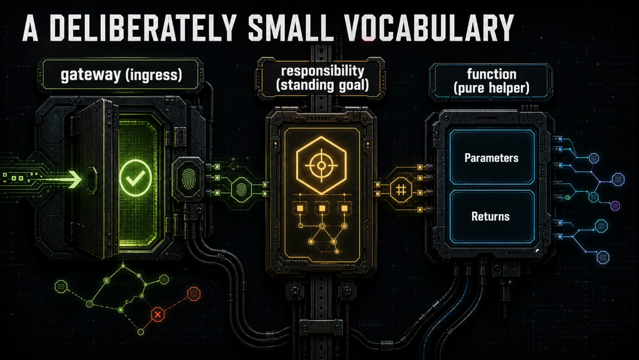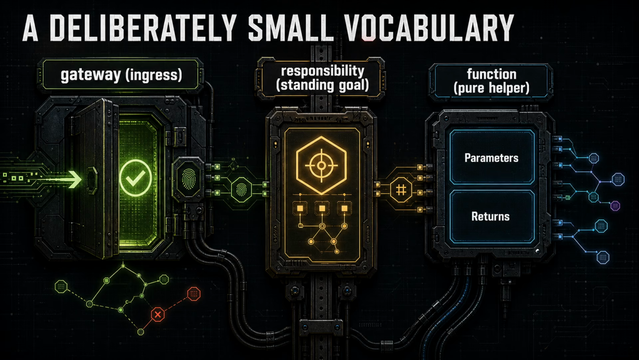It turns an external trigger into truth, an entry point into the graph. Then a responsibility is a standing goal. For example, keep the daily digest current. A mounted node in the graph that holds something true over time. Right. And a function is a pure, stateless helper. It declares parameters and returns, and it carries no stored truth and no wake source.